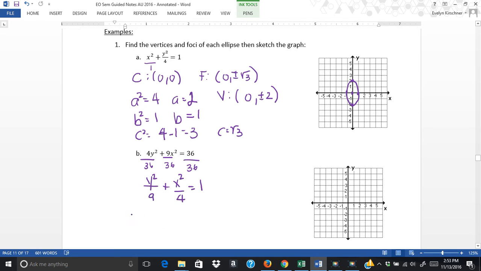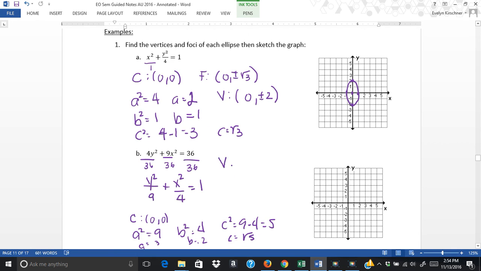So now I know that my center is at 0, 0. I know the major axis is y, so a squared is 9 and b squared is 4, which means that a is 3 and b is 2. And I know that c squared is 9 minus 4, or 5, so c is radical 5.